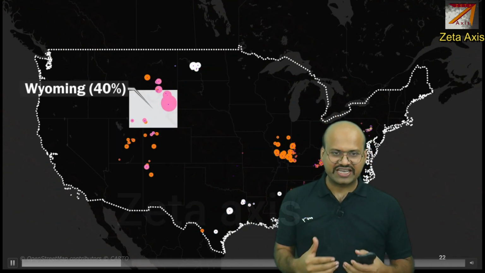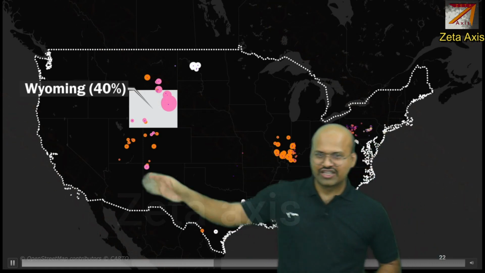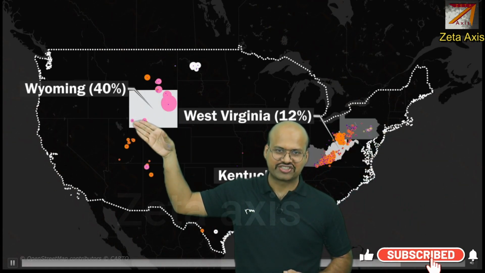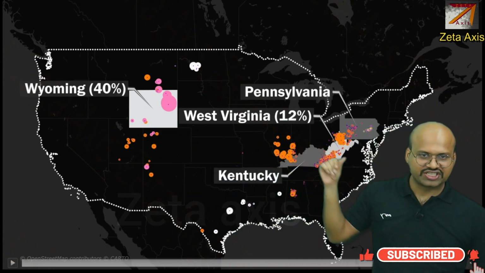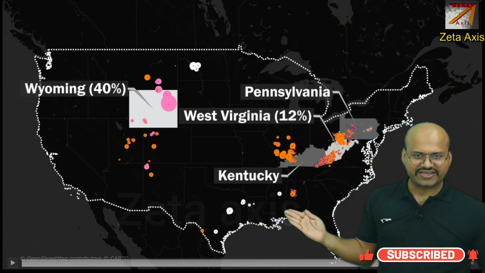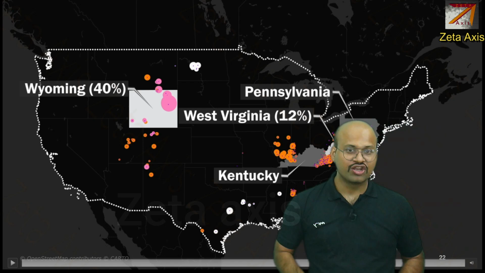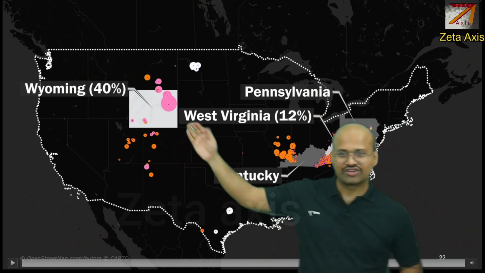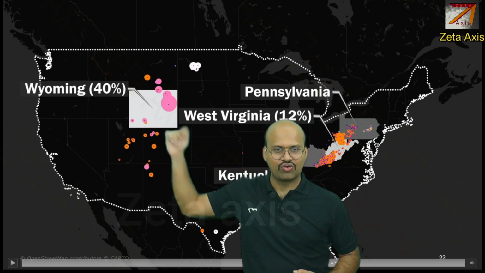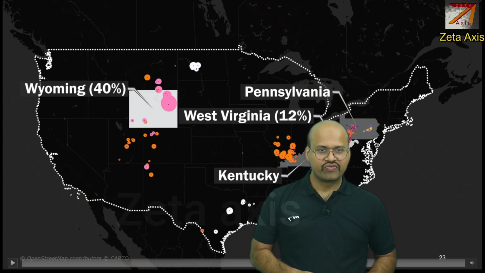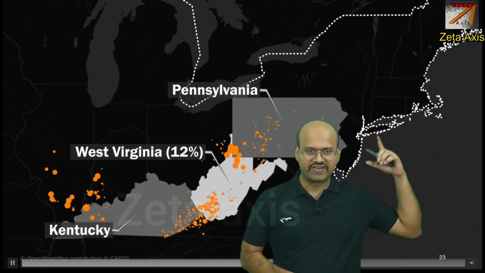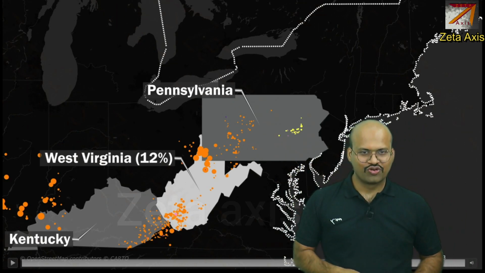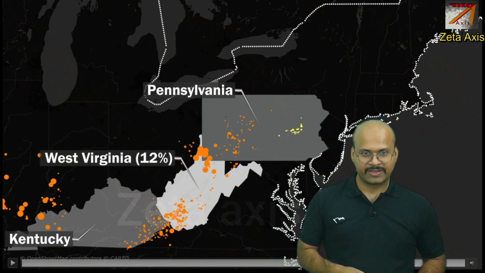Now if we see the states producing this coal, then we can see that Wyoming has the highest share in producing coal in United States of America, followed by West Virginia, then Pennsylvania, and then Kentucky. So these are the four main coal producing states of United States of America, where 40% of coal is produced by Wyoming alone. Now we can see that here in Pennsylvania there is some anthracite deposits. So Pennsylvania is known for anthracite extraction.